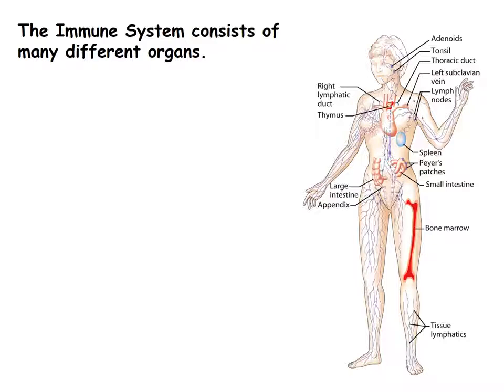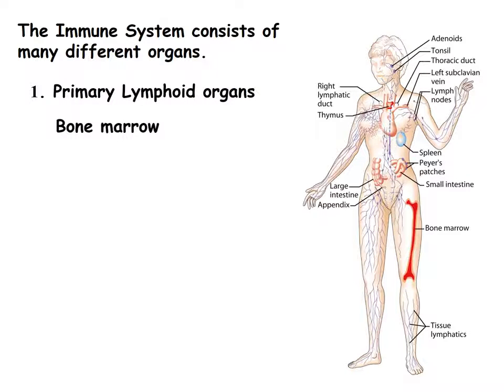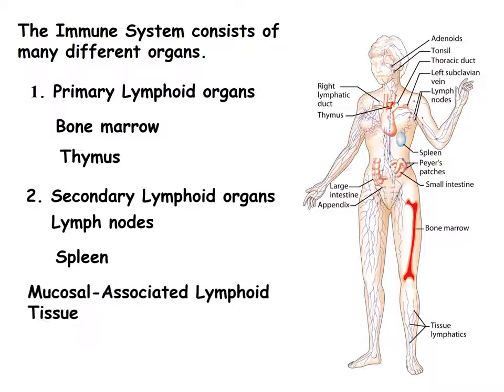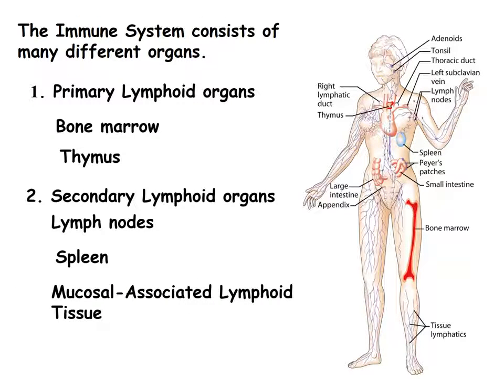As I said, the immune system consists of many different organs, which you can see with the picture over on the right. The primary lymphoid organs, where the cells are developed, are the bone marrow and the thymus. The secondary lymphoid organs are where the cells of the immune system interact with infectious microorganisms or foreign proteins, and those are the lymph nodes, the spleen, and of course, mucosal associated lymphoid tissue.